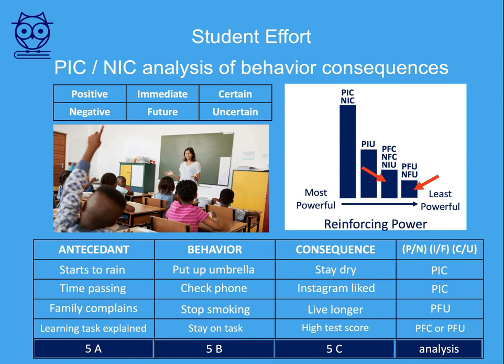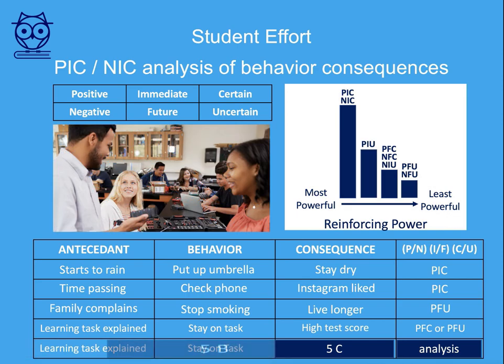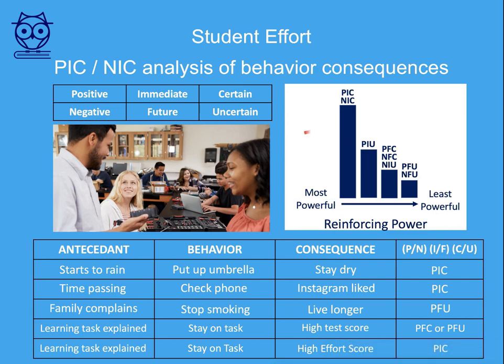Example 5 has the same antecedent as example 4. The teacher explains a learning task or activity. The behavior is the student staying on task. The consequence is the student receives a high effort score near the end or at the end of the learning activity. This consequence is an add-on to the previous consequence of doing well on a future assessment. It's not an either-or proposition. Analysis of consequence equals PIC, positive, immediate, certain.